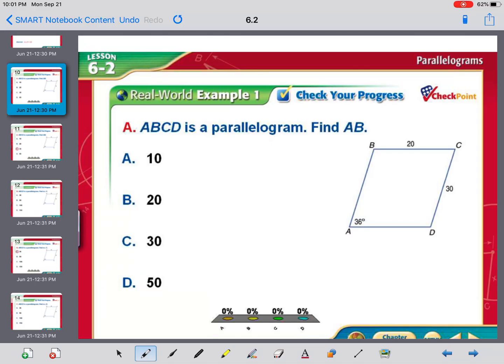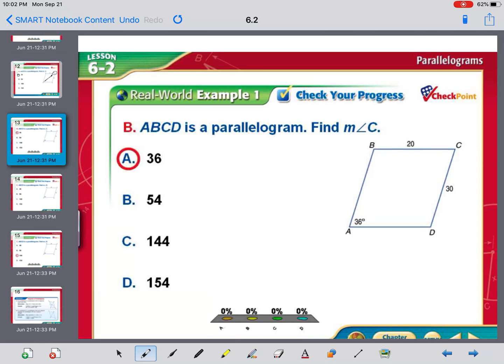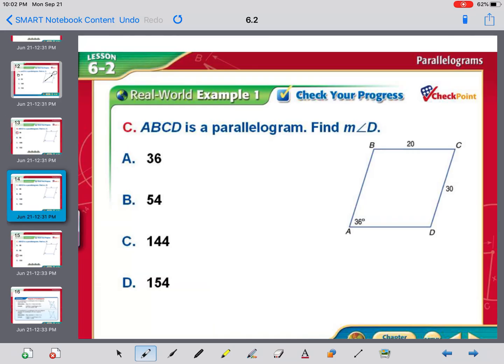So we finally switched to a different picture. But they do tell us it's a parallelogram, because you can't just tell by looking. They tell us it is a parallelogram, and it says find AB, which is the length of this side here. Since this is 30 and these are congruent, it's 30. Answer C. Next asks us to find the measure of angle C, which is this one here. Since this is 36 and opposite angles are congruent, it's 36. So these are really, really easy. You just got to remember the rules.